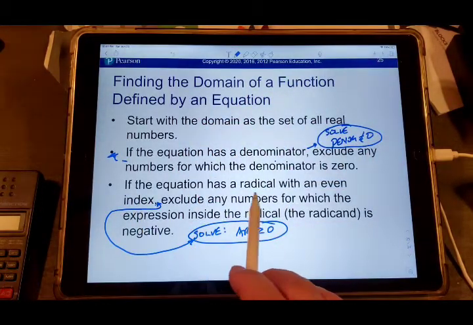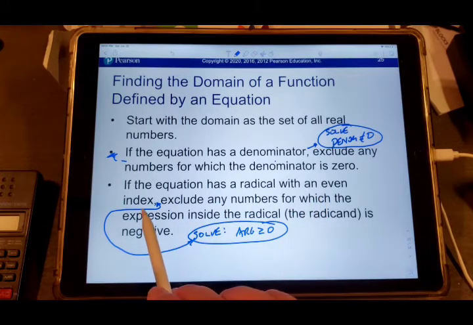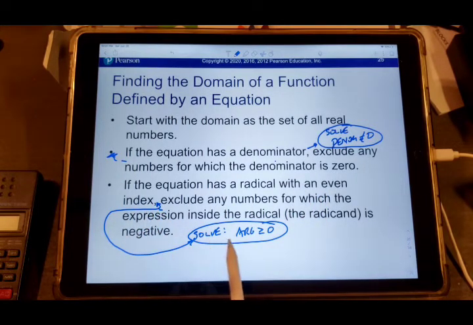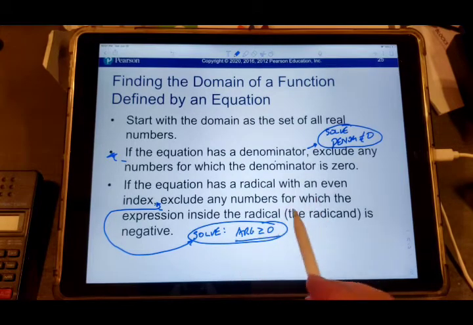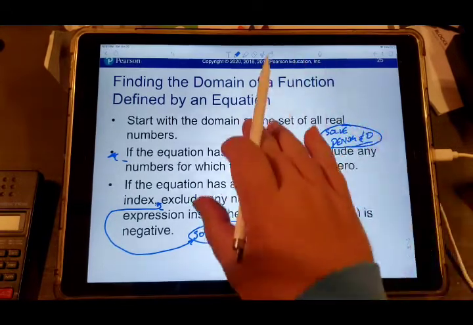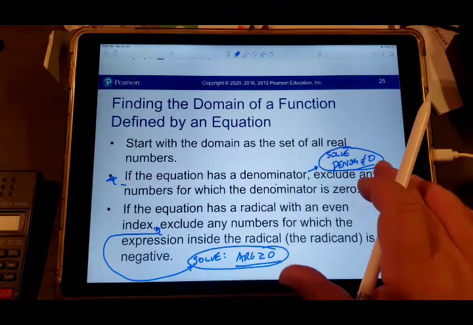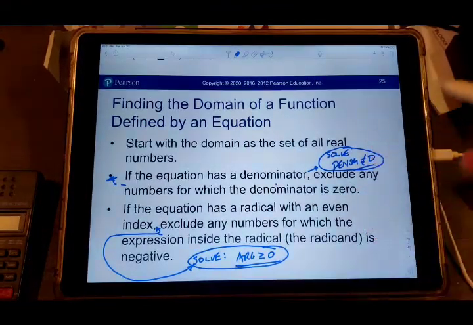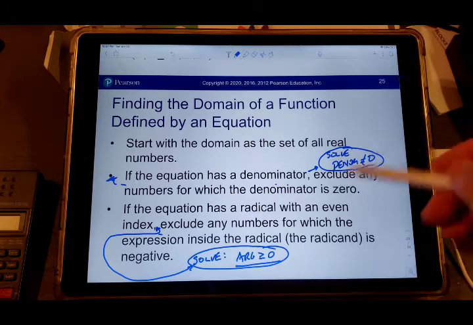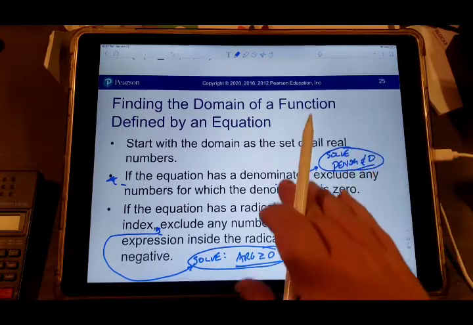If the equation has a radical with an even index, so square root or fourth root, then I come here and say solve argument greater than 0, which is kind of words they use, but we want to get to the math here. So argument greater than 0, argument not equal to 0, for the two things that might jeopardize the domain, might take away from the domain.